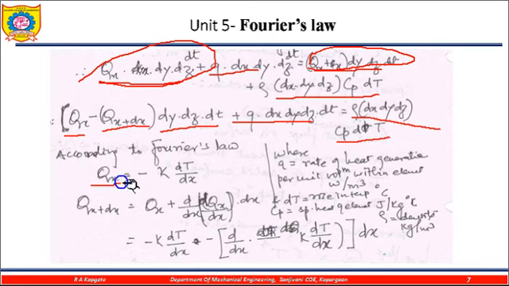According to Fourier's law, qx, the heat flux, is equal to minus k dT by dx, and qx plus dx is equal to qx plus dq by dx into dx.